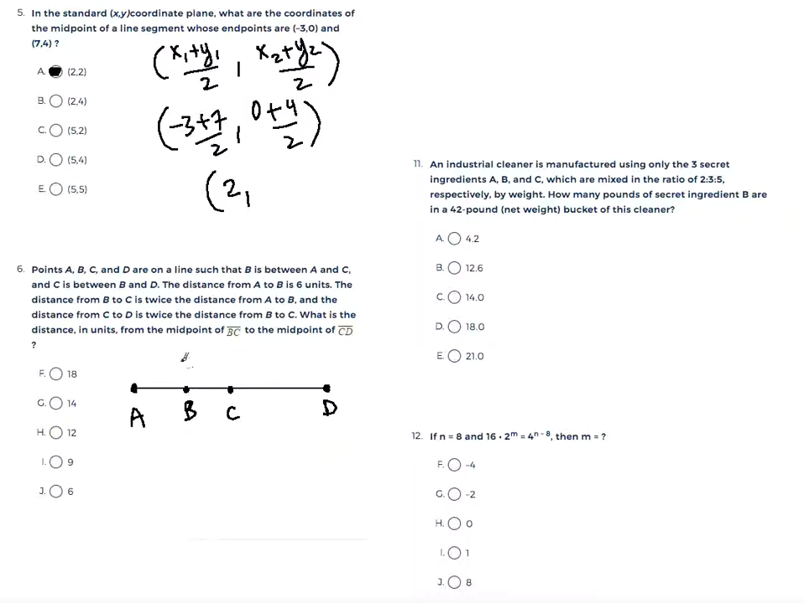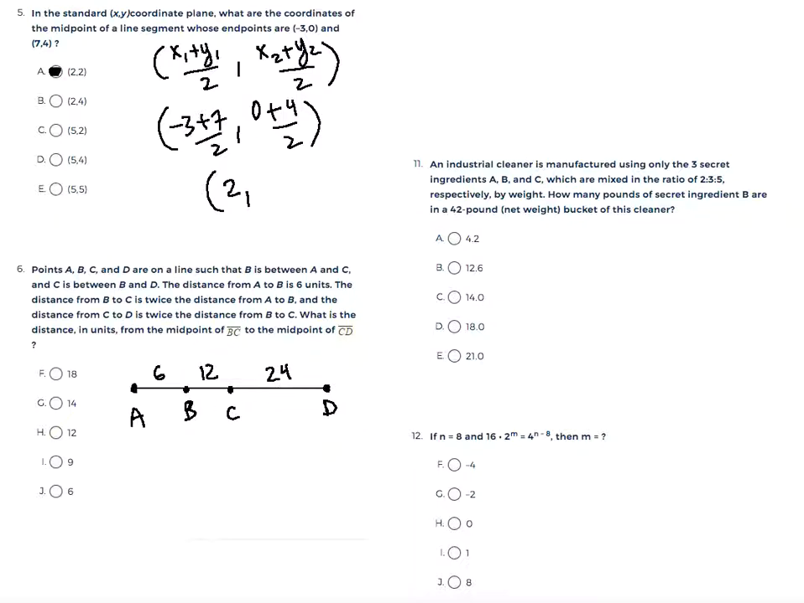The distance from A to B is 6 units, right? So that's 6. The distance from B to C is twice the distance from A to B. So that's going to be 12, right? Twice the distance from A to B. And the distance from C to D is twice the distance from B to C. So that's 24, right?